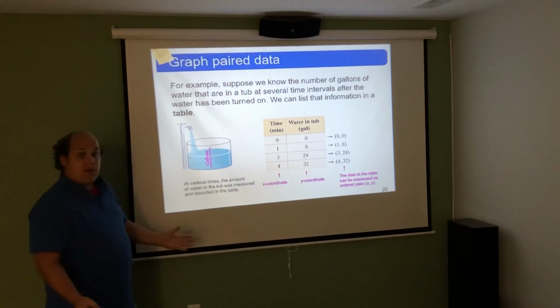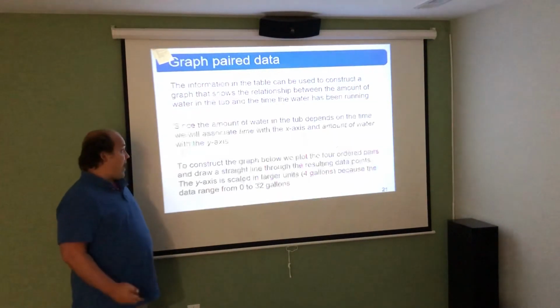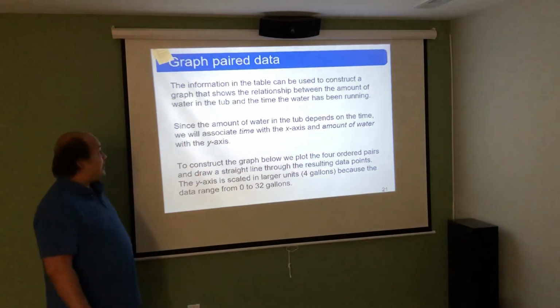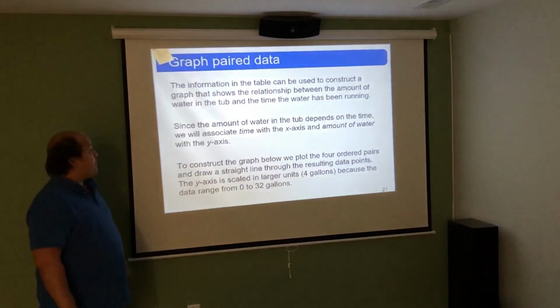So we've taken a real life situation and we found a way to represent it as something that can be graphed. The information in the table can be used to construct a graph that shows the relationship between the amount of water in the tub and the time the water has been running.